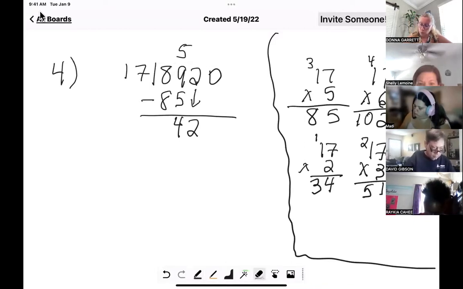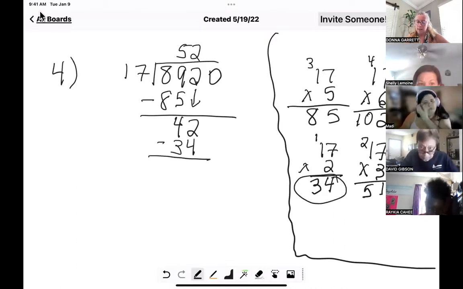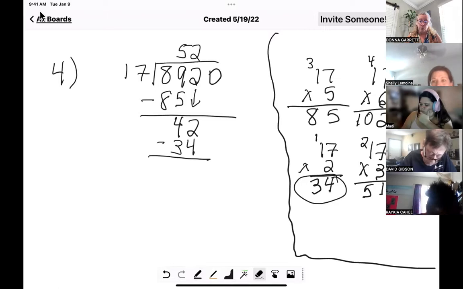So I do 2. Whoops, I have my eraser on again. 2. And I know right from looking here that 17 times 2 is 34. Now I'm going to subtract. So now here goes our borrowing skills. I cannot take 4 from 2. So I have to borrow. So I borrow from the 3.